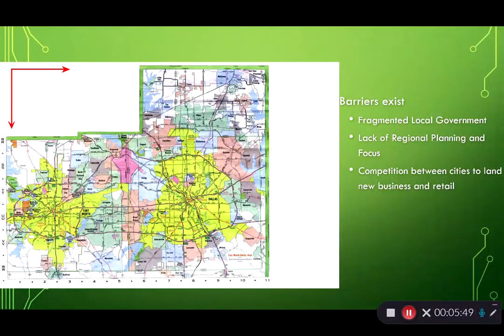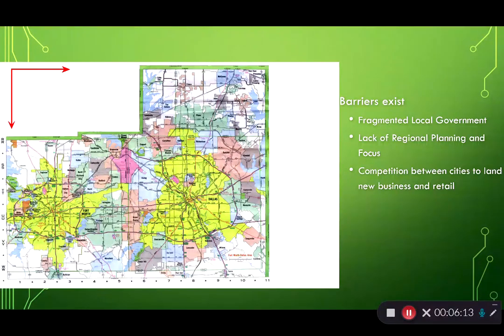Some of the barriers that exist to reducing sprawl and building differently include fragmented local government. As we talked about in the previous lecture, we have these various jurisdictions as communities incorporated outside of big urban centers and created their own land use policies, their own transportation plans, all of those things.